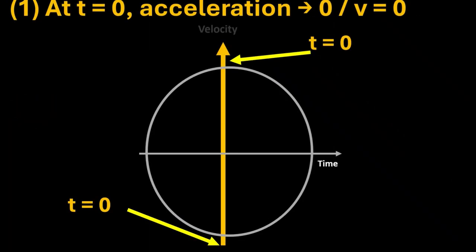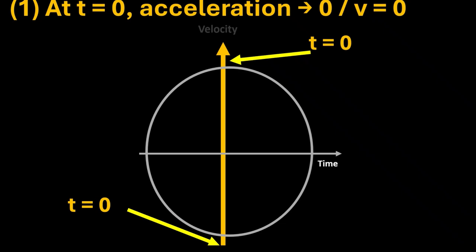At t is equal to 0, acceleration is 0 and v is equal to 0. So these are the 2 points, time t is equal to 0. These are the 2 points where the graph actually meets the y-axis. The x-axis is time. Therefore, time is equal to 0 is in these 2 points.